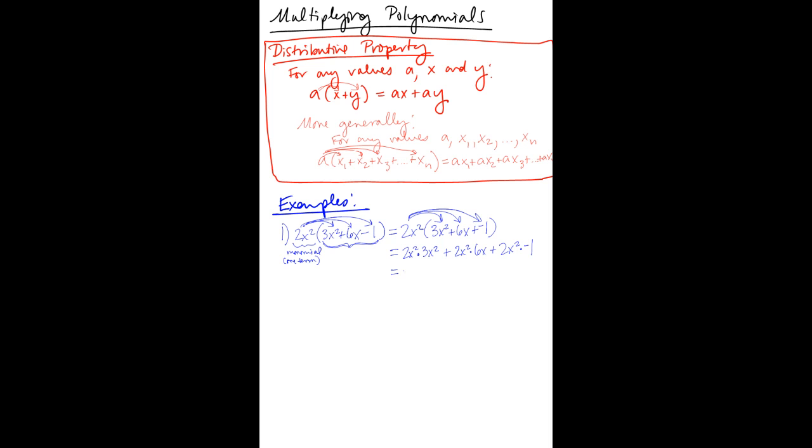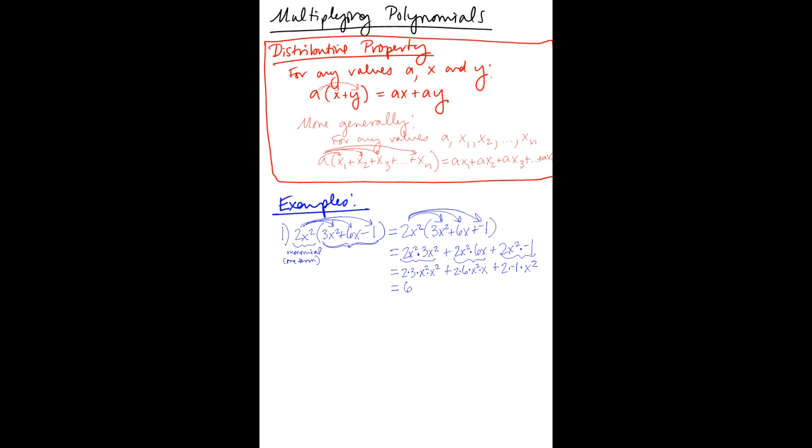So let's look at each piece there. I can rearrange the stuff in this multiplication, because this is all multiplication. 2 times x squared times 3 times x squared, so I can rewrite that as 2 times 3 times x squared times x squared. Same thing here, it's all multiplication, so I can rearrange it. I can say 2 times 6 times x squared times x, and here same thing, so I can write 2 times negative 1 times x squared. And so now I can go ahead and do my multiplication.